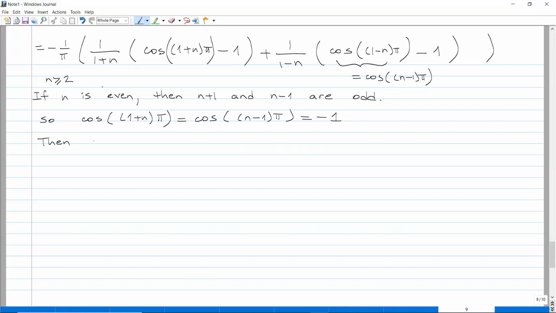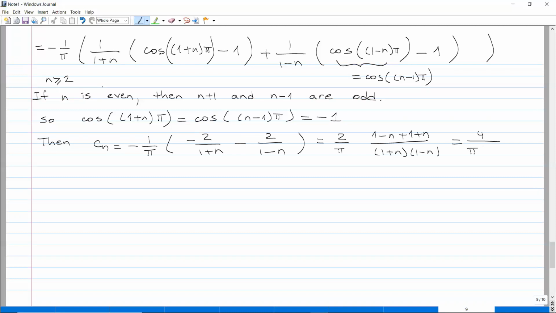Then Cn is minus 1 over pi, minus 2 over 1 plus n, minus 2 over 1 minus n, which is, let's take minus 2 out, 2 over pi times 1 minus n plus 1 plus n over 1 plus n times 1 minus n, which is 4 over pi times 1 minus n squared, if n is even. So if n is even, Cn is given like this.